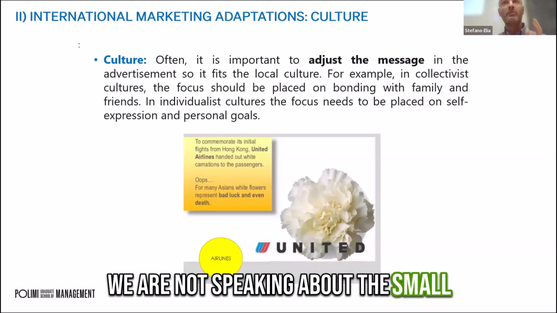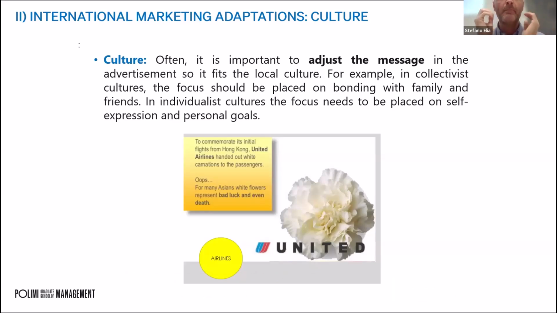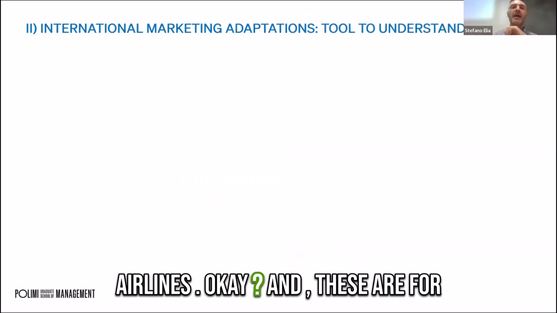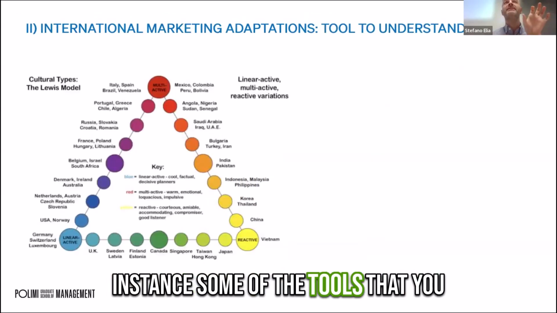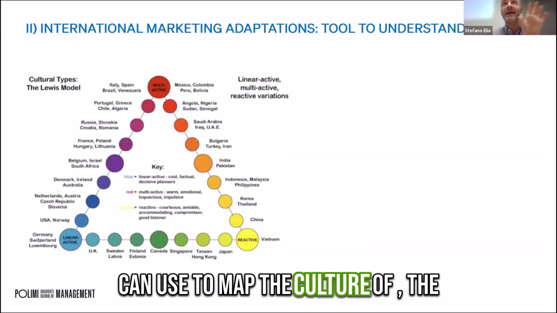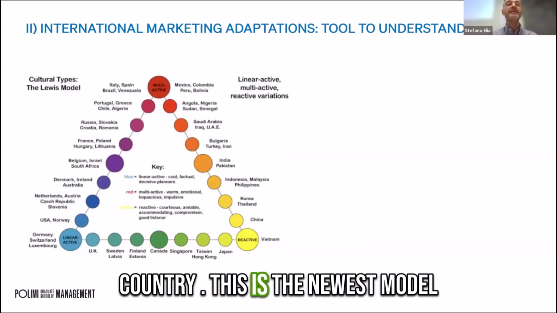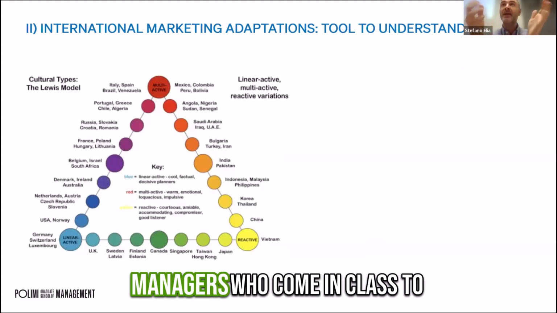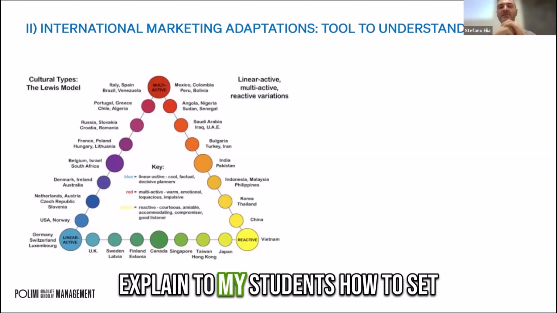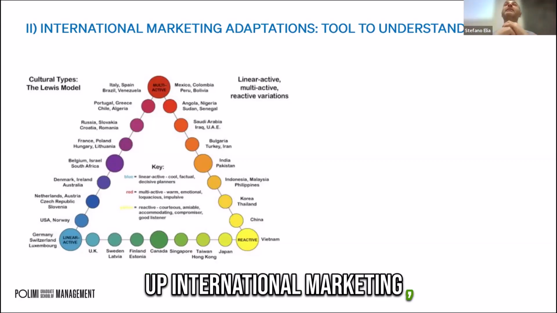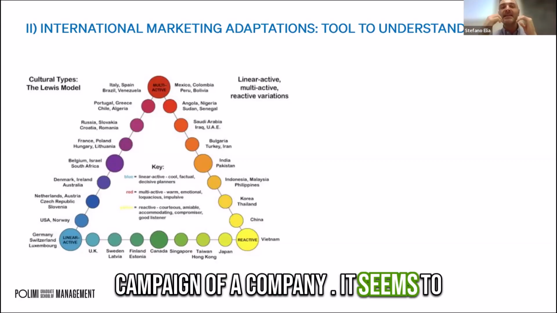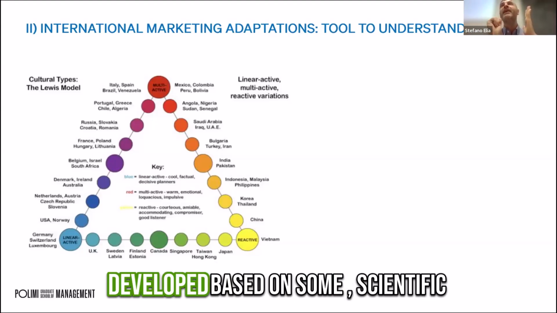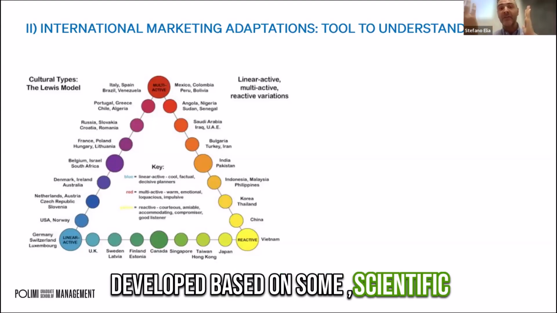We are not speaking about a small or medium enterprise. We are speaking about a big airline company like United Airlines. Okay. And these are, for instance, some of the tools that you can use to map the culture of a country. This is the Lewis model, for instance. This model is used by the marketing managers who come to class to explain to my students how to set up the international marketing campaign of a company. It seems to reflect some stereotypes, but basically these tools were developed based on some scientific studies.